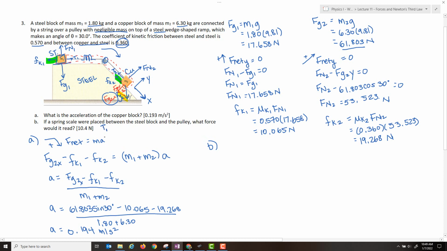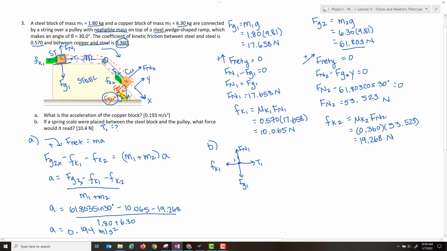T1. And we already know T1 and T2 are the same value. So it doesn't matter whether we find T1 or T2. They're asking us to find what is T1. Okay, so to do that, we're going to do it much like we did question 2. We're going to draw a free body diagram of one of these two objects. So I'm going to do it of mass 1. What are the forces acting on mass 1? So we have T1 pulling to the right. We have FG1 pulling down. We have F normal 1 pulling up. And we have FK1 pulling to the left.